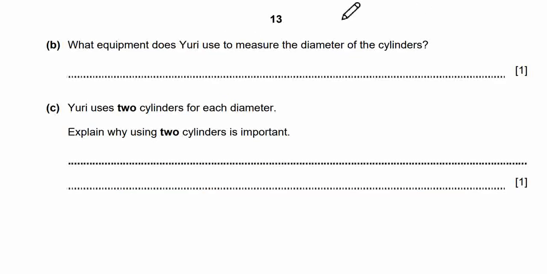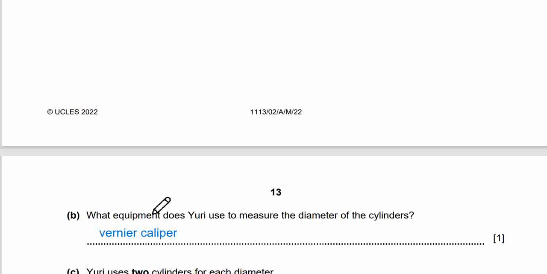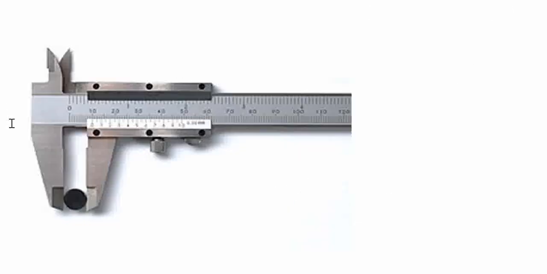Next, what equipment does Yuri use to measure the diameter of the cylinder? Question C. Yuri uses two cylinders for each diameter. Explain why using two cylinders is important. To answer this, Yuri can use a vernier caliper to measure the diameter of the cylinder. These are pictures of vernier calipers. Yuri can measure the diameter of the cylinder here, so it will be an accurate measurement.